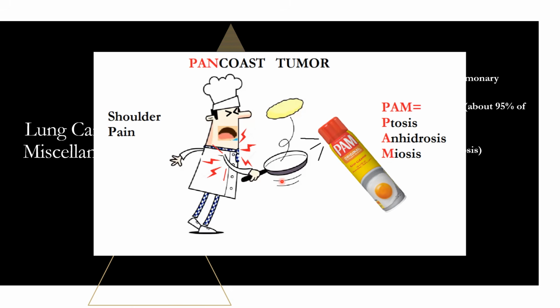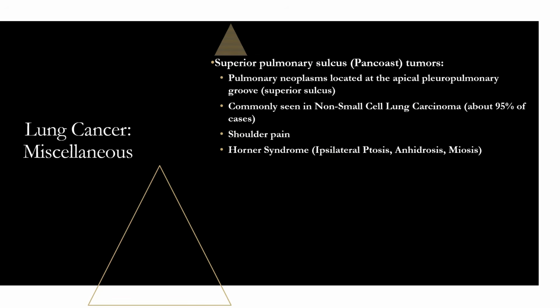And then this guy's flipping the omelet, he's flipping the stir fry, whatever it is, and he's doing it for so long that his shoulder starts to hurt. So now he has shoulder pain. So hopefully when you see Pancoast tumor, you can remember this visual, and it'll give you your clinical manifestations, your shoulder pain, and then your PAM, your ptosis, anhidrosis, miosis. Hopefully it did help me, that weird, funny visual.